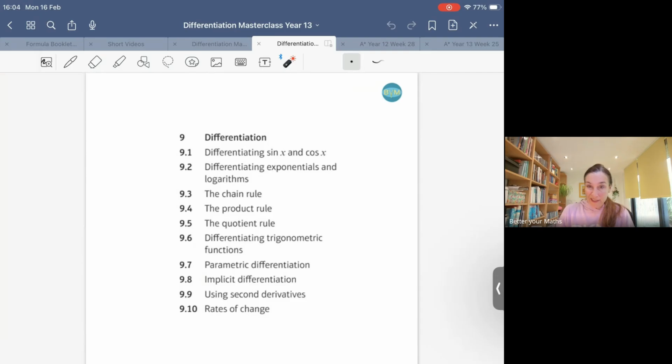If you see the content, it doesn't look more than year 12, but year 12 is just differentiating polynomials, so it's relatively quick. What we are going to do is learn how to differentiate other functions. So year 12 is just polynomials. Year 13, you are going to differentiate trigonometric functions. We are going to use different rules like product rule, quotient rule, chain rule, implicit differentiation. So there are lots more options to differentiate.